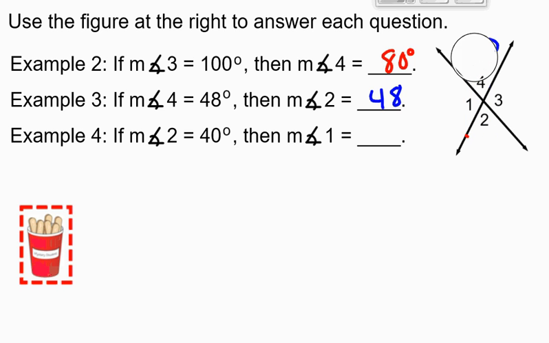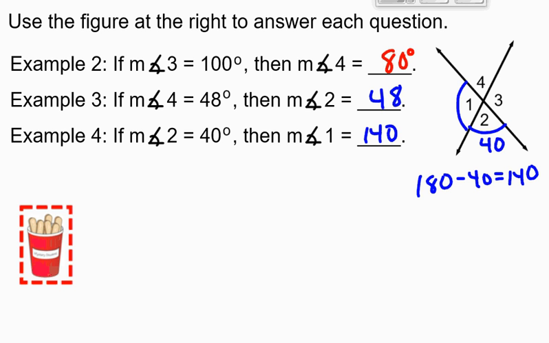Last question, if the measure of angle 2 is 40, then the measure of angle 1 is, so if this one is 40, looking for this one, they are a linear pair, which means they add to 180. So 180 minus 40 equals 140. So this one is 140 degrees. I guess I should be writing my little degrees on everyone.